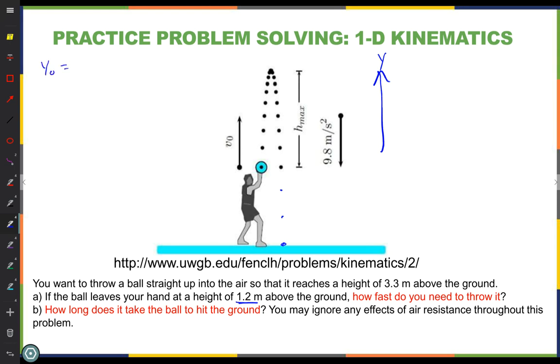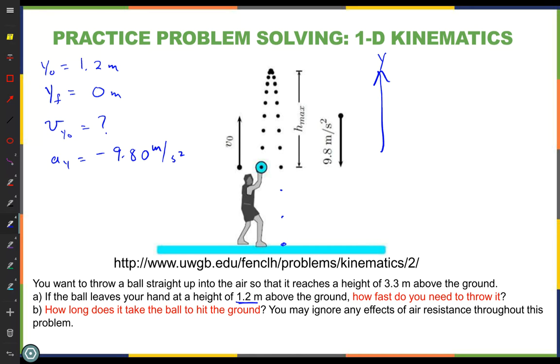I throw it from an initial height of 1.2 meters above the ground, so I'm just going to put the ground as my reference and say I'm starting at 1.2 meters. Y final is 0 meters. V y initial is unknown. a y is equal to minus 9.80 meters per second squared. The minus sign because the acceleration is downward, and I defined up as the positive direction.